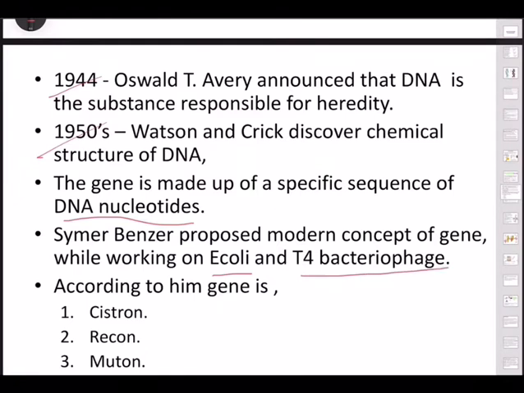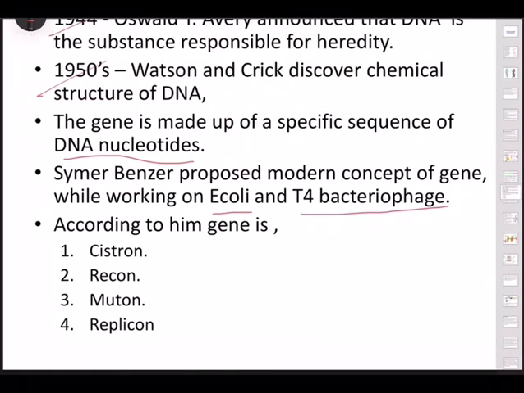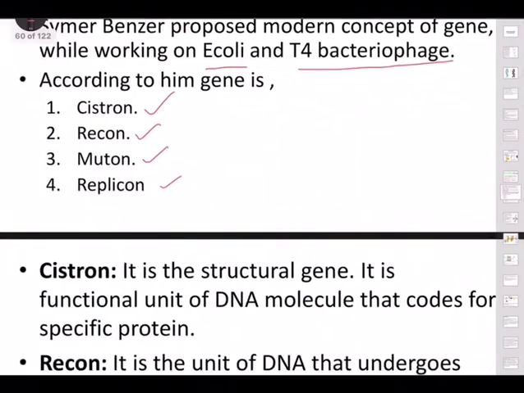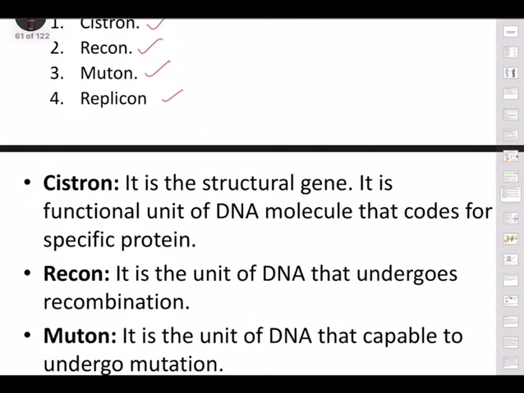What is this modern concept of the gene? According to him, a gene consists of 4 regions: cistron, recon, muton and replicon. These are the things. So what is a cistron? It is the structural gene that is functional. It is the functional unit of the DNA molecule that codes for a specific protein. You must remember this for not only CBSE, but all your exams. Cistron is a structural gene, the functional unit of the DNA molecule that codes for a specific protein.